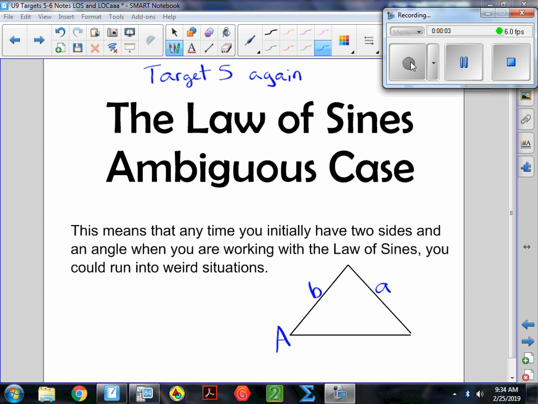Okay, this is a little bit more of target 5, the law of sines with the ambiguous case. This means that anytime you initially have two sides and an angle when you're working with the law of sines, you could run into weird situations. So we're going to spend a few minutes talking about what those situations look like and how to deal with them. Again, when you have two sides, like sides A and B, and the angle across from one of them is angle A.